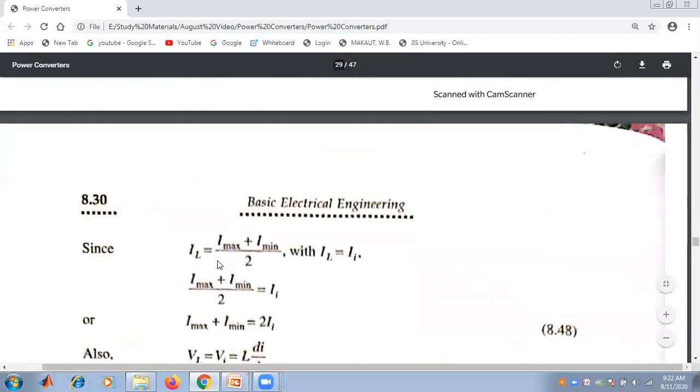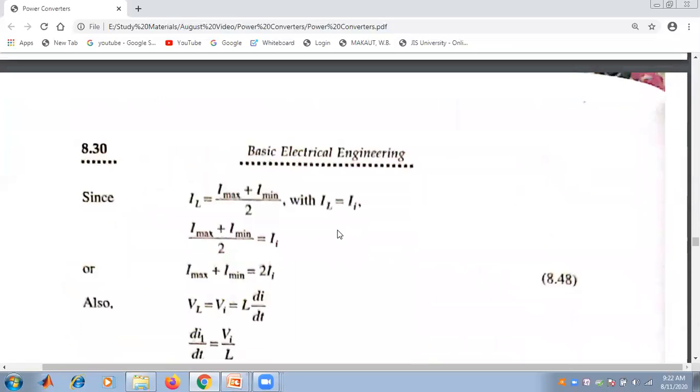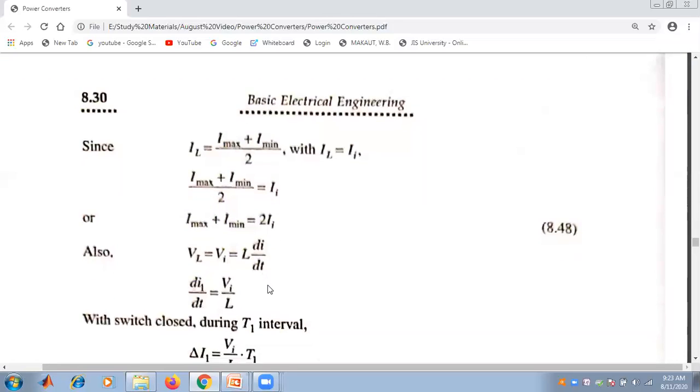So we have already seen that the IL value is (I max plus I min) by 2, with IL equal to Ii. So we can write that (I max plus I min) by 2 equals Ii. So I max plus I min equals 2Ii. We all know that VL, that is the input voltage Vi for that particular boost converter case, is L di by dt. So di by dt is equal to Vi by L from that particular equation.